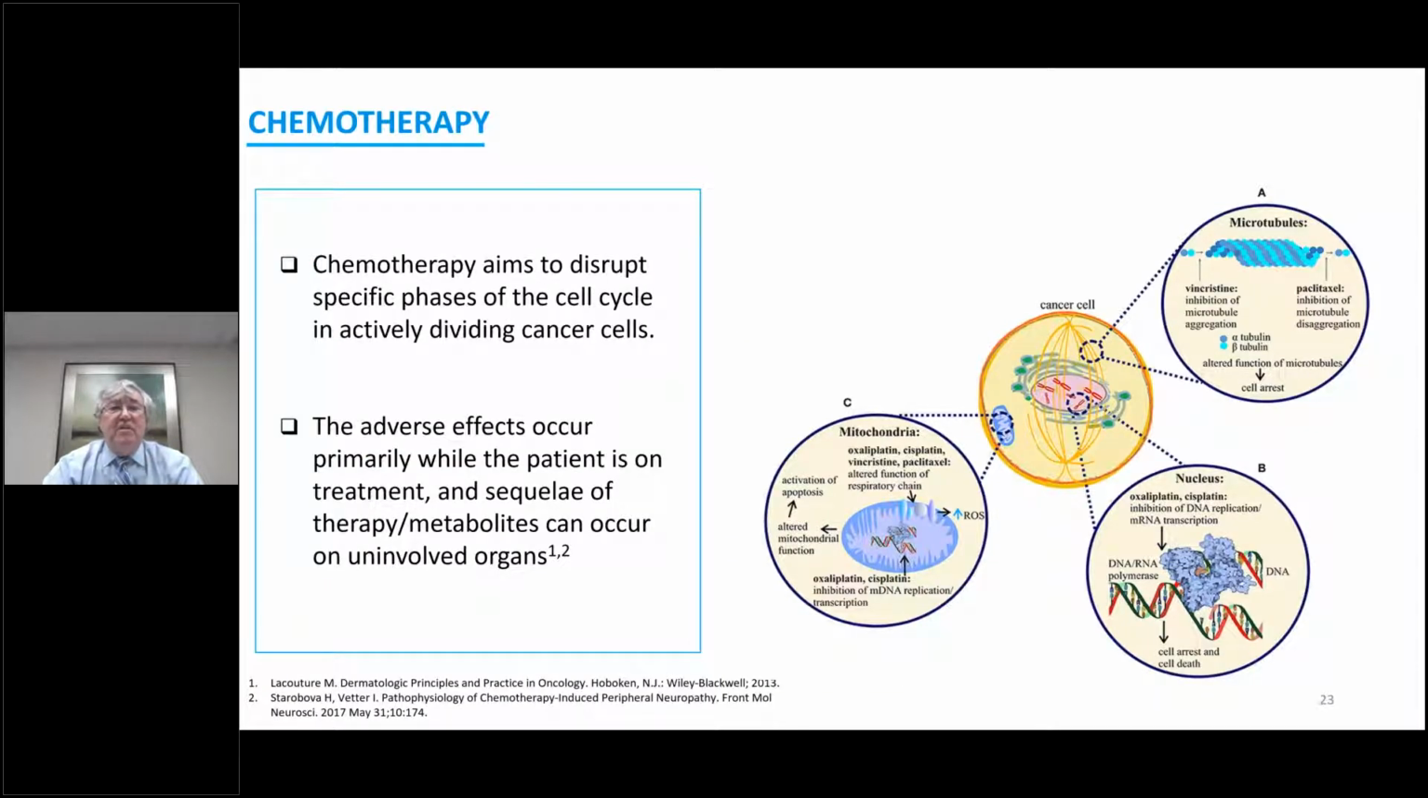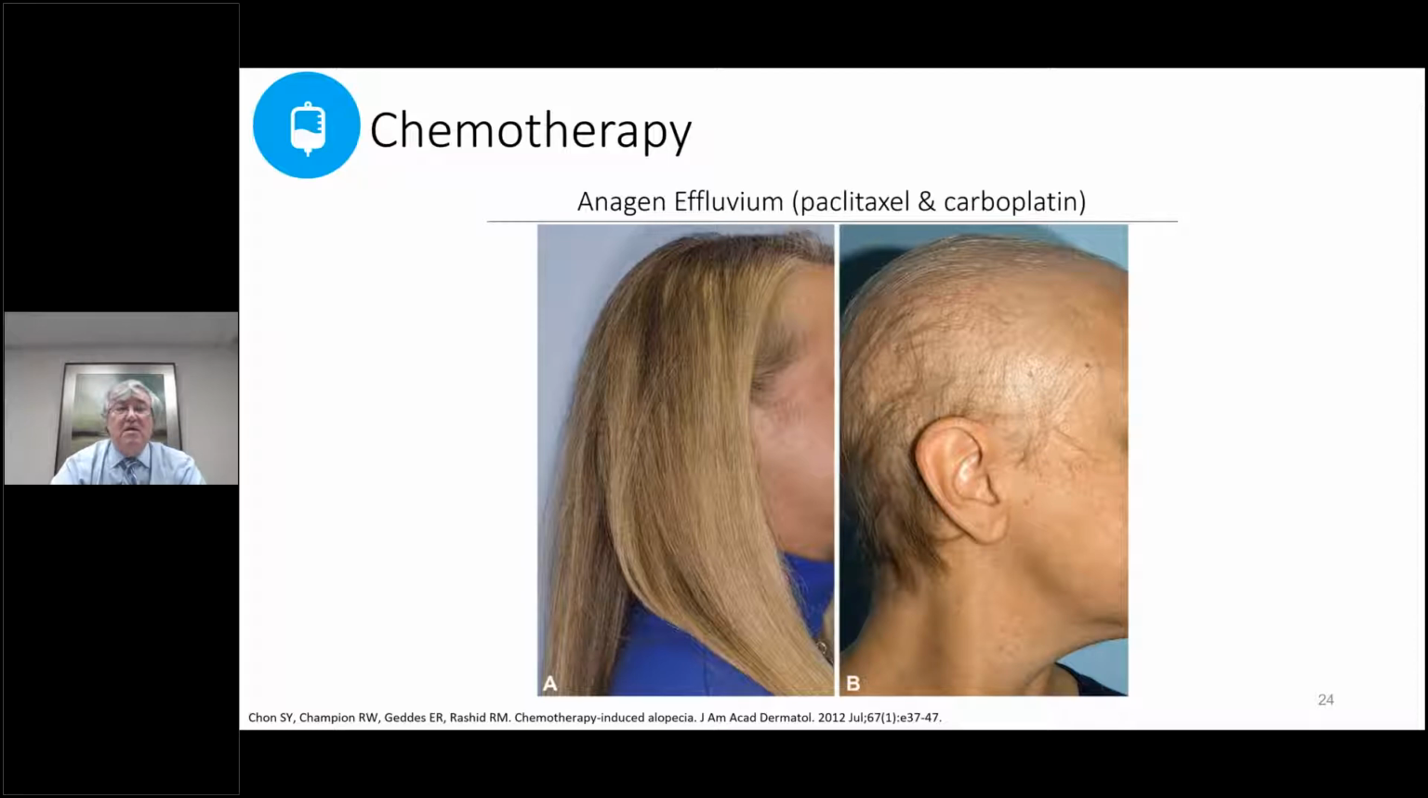So, chemotherapy, simplistically, aims to disrupt specific phases of the cell cycle. The adverse events occur primarily while the patient is on the treatment, and the sequelae of the anti-metabolites can occur on many organs, including uninvolved organs. This is obviously one that I certainly see a fair amount, being associated with the cancer agency. Anagen effluvium, this is particularly with cisplatinum and the Taxols.